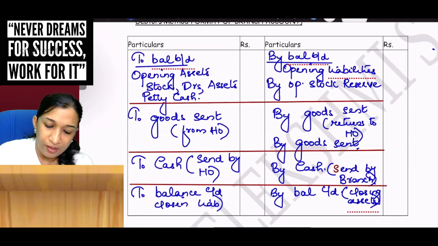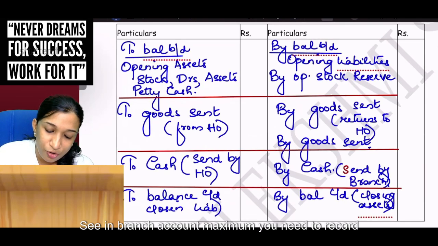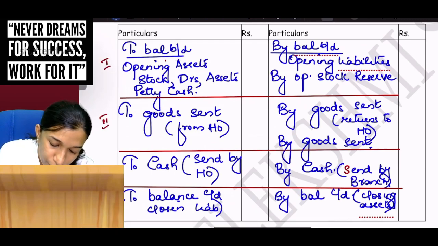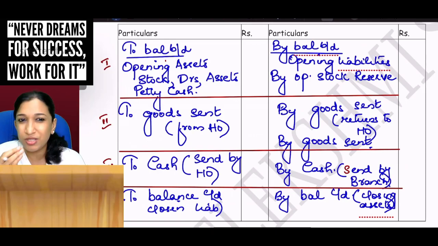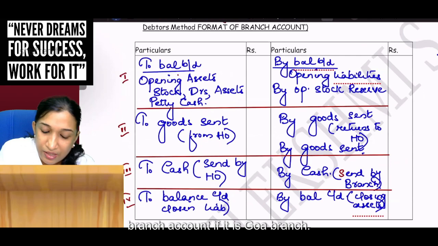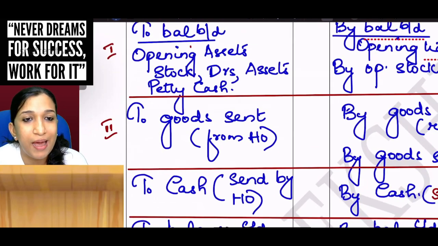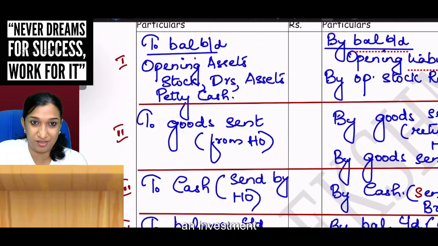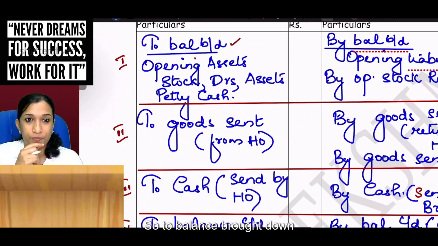In the branch account, what all items should be recorded? In the branch account, you need to record at most four sets of items. Starting with the branch account, if it is Goa branch, the account should start with the opening balance, to balance brought down. A branch account is like an investment for head office.